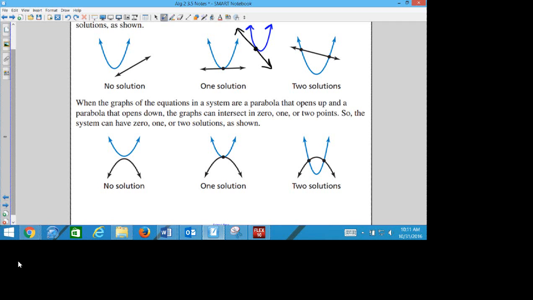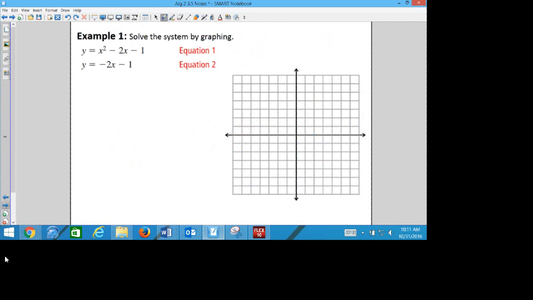Okay, so that's all vocab. This is what we're trying to do, is find where they cross. We're going to do 3 examples. The first one, we're going to use the method of graphing. We did an entire chapter, chapter 2, on how to graph these kinds of equations. Quadratic equations, parabolas. We did an entire chapter on that.